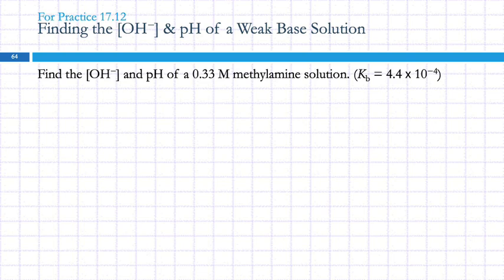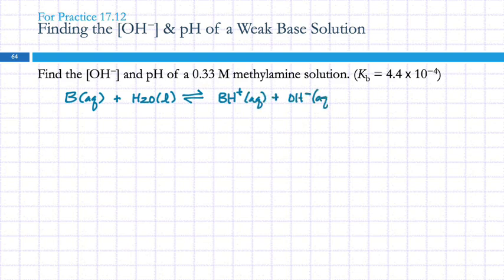So we can write a chemical equation describing how this ionizes without knowing what its chemical formula is, and we're just going to use B. B for base, not B for boron. So we put the base in water, and we get an equilibrium. The base takes a hydrogen ion from the water, which gives us hydroxide ion. So this is a generic equation for all weak bases.